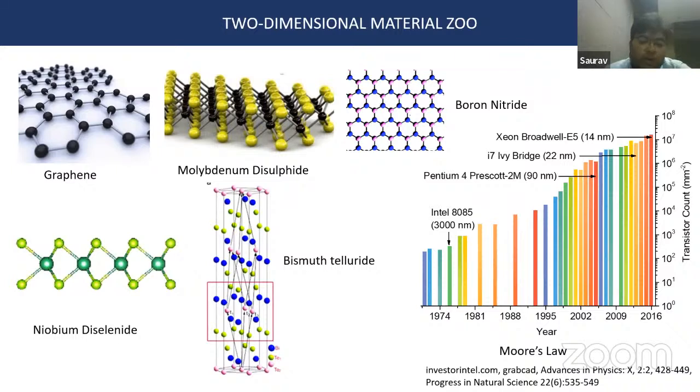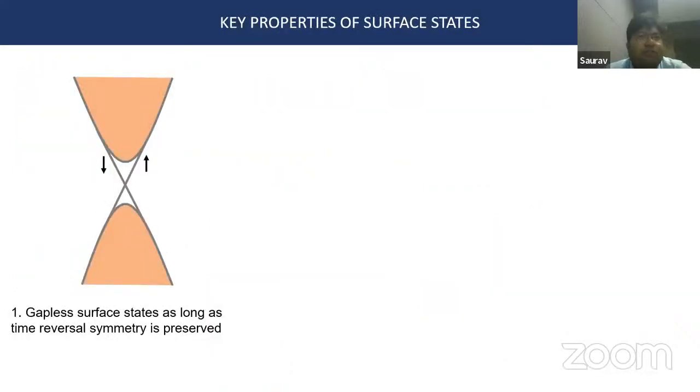So I worked on topological insulators. For example, one such representative material is bismuth telluride. So the TIs, as I would call them, form a very important part of this 2D material zoo. So now what is a topological insulator? So there are three main aspects.